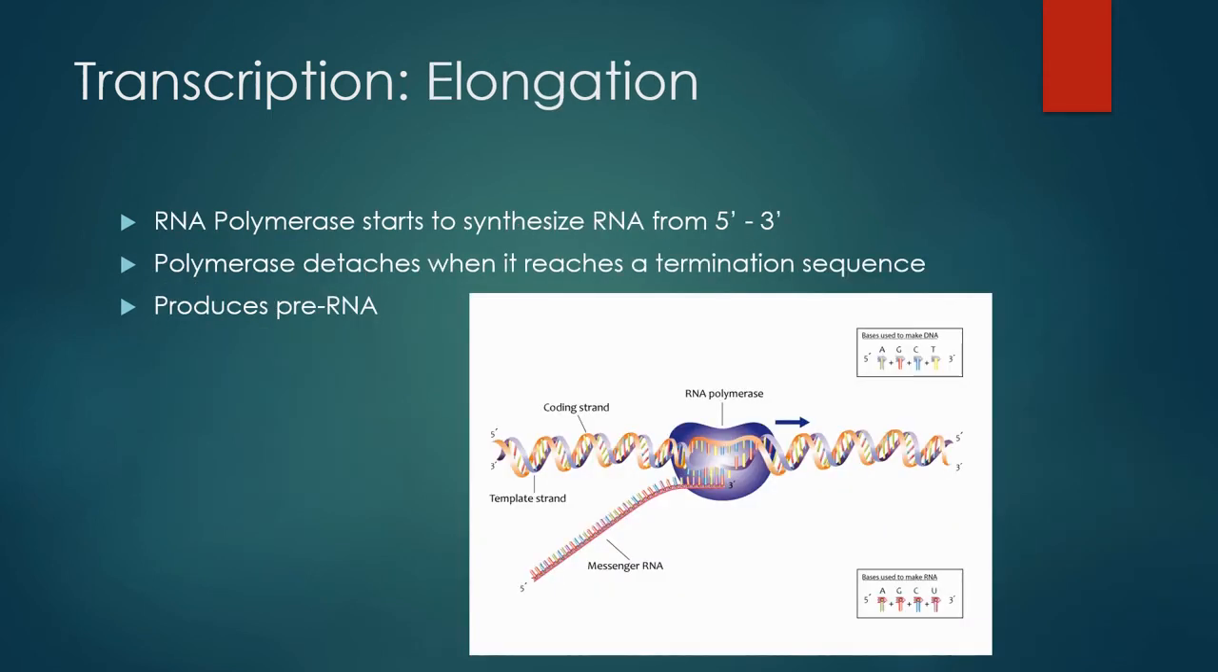So the second step is elongation, and this is where the RNA molecule is actually synthesized. RNA polymerase starts at the promoter and synthesizes RNA in the 5' to 3' direction, and it detaches when it reaches a certain termination sequence. The transcript produced by this is called the primary transcript, or pre-RNA, and this is the RNA before any modifications.